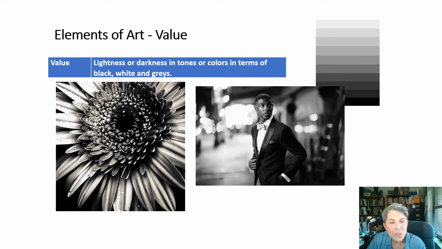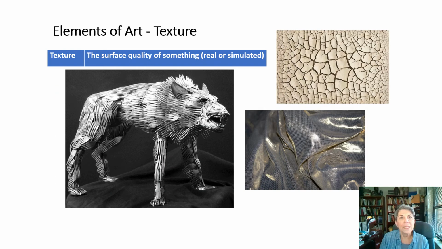Value. Just think of black and white photography. Value is lightness or darkness in color in terms of black, white, and grays. Okay? Color has value. We'll talk about that later. But value is an element of art, usually referred to 2D. And here is the value scale, which that YouTube will go over how this value scale is used.